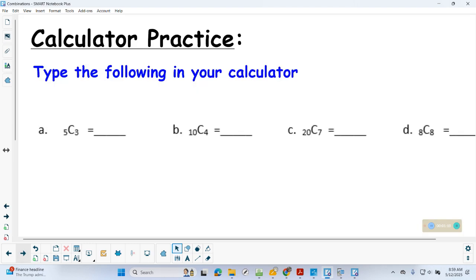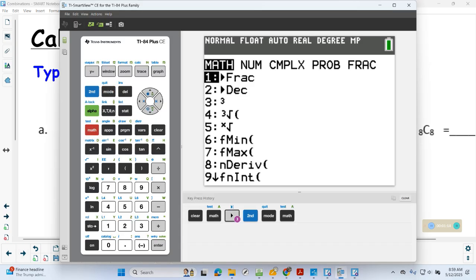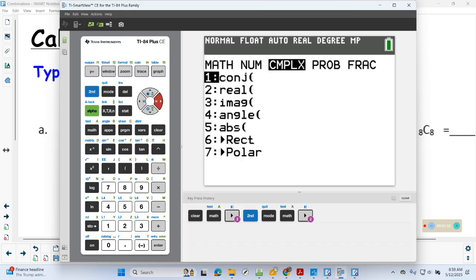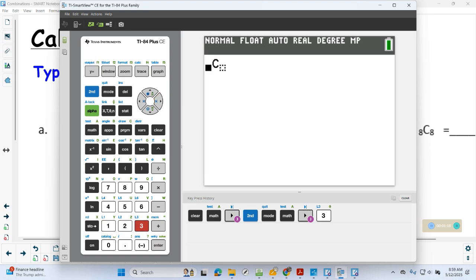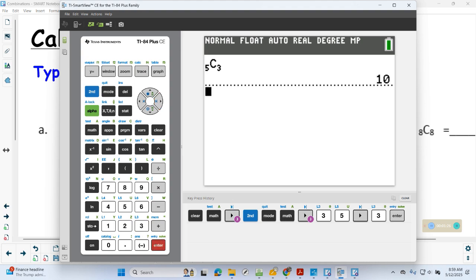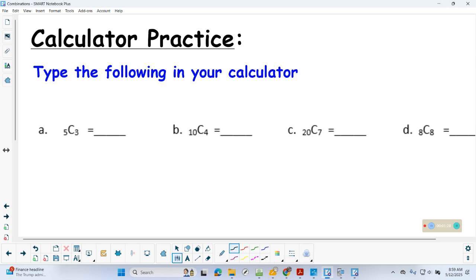Okay, here we go. Let's practice our calculator skills. So again, first I'm going to get into my math menu. I'm going to go over to probability, number 3, and then you just type in your subscript. So our first ones, we have 5, right arrow, that will take you to the second one. Punch it in, 10. Okay, I'm going to have you guys punch in the rest. Let's see what you get. Test the calculator skills first. Just have a test on this, right?